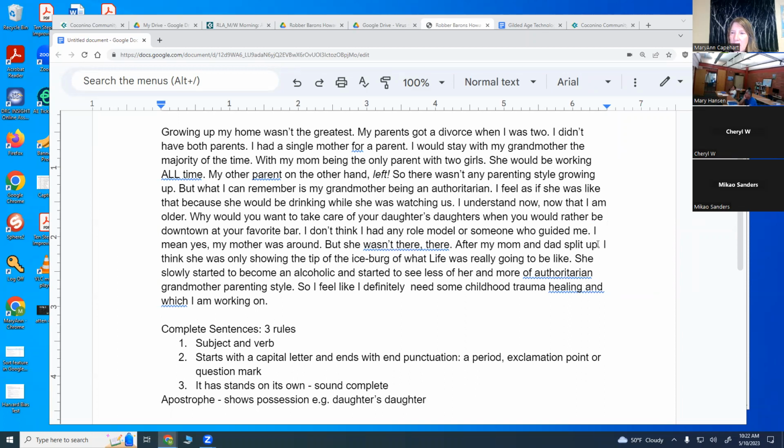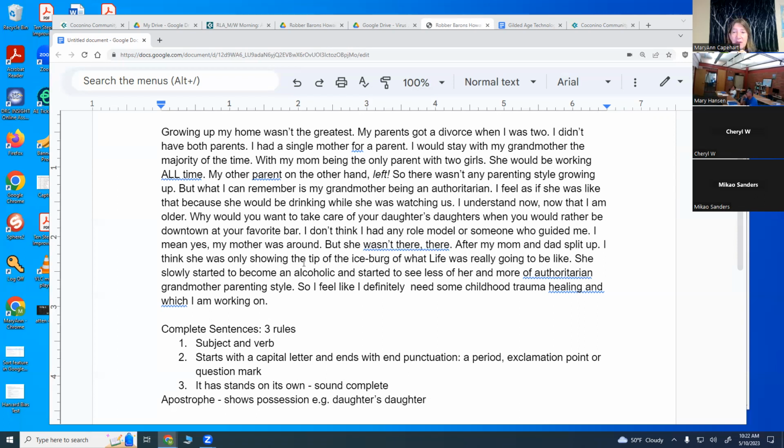I don't think I had a role model or someone who guided me. I mean, yes, my mother was around. I love this. It's very conversational. It's like she's talking to us, right? It's really cool. I mean, yes, my mother was around. Okay, here's another what we call fragment, because if I came in the room and said, but she wasn't there, you'd be like, wait, who? What? So what am I going to do?